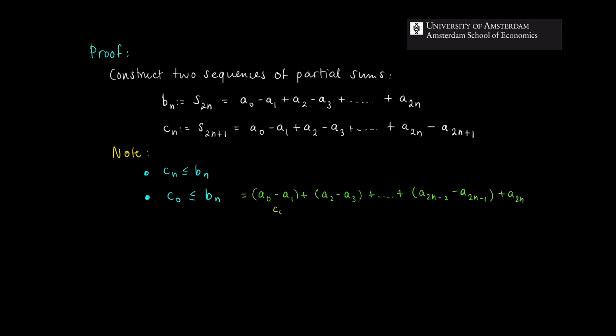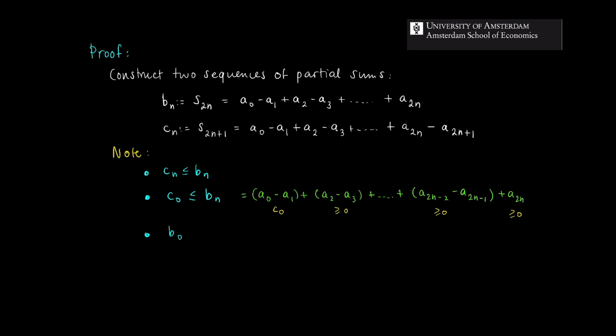And we see that a0 minus a1 is C0, and any of those differences mentioned here is larger or equal than 0. a2 is larger than a3, so a2 minus a3 is larger than 0, and this follows from the fact that a_n is monotonically decreasing. So Bn is C0 plus things that are all non-negative, which means that Bn is larger or equal than C0.